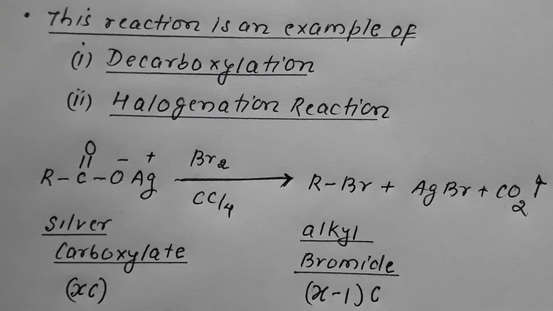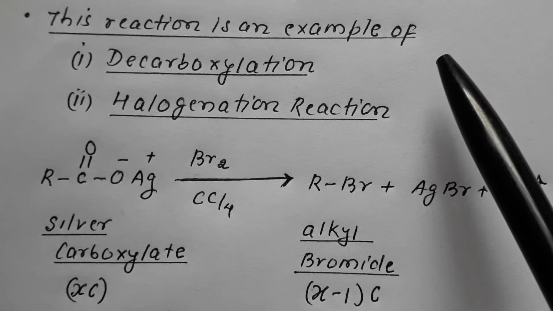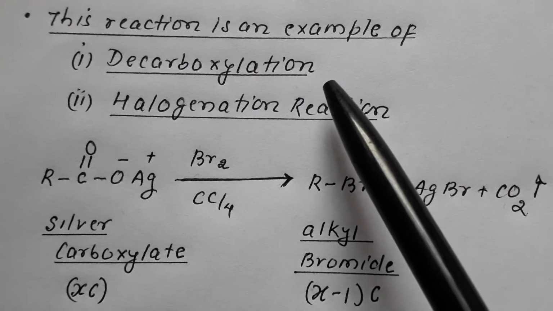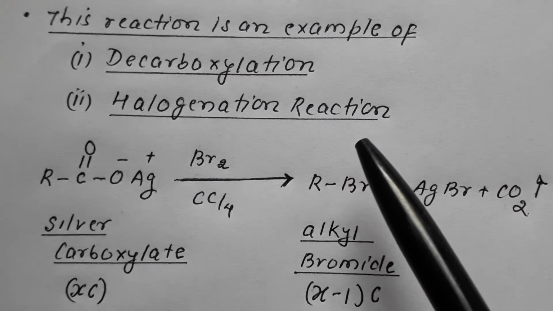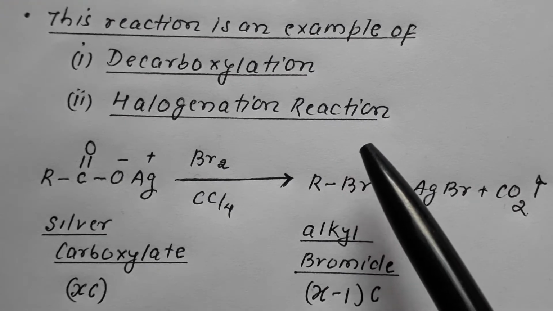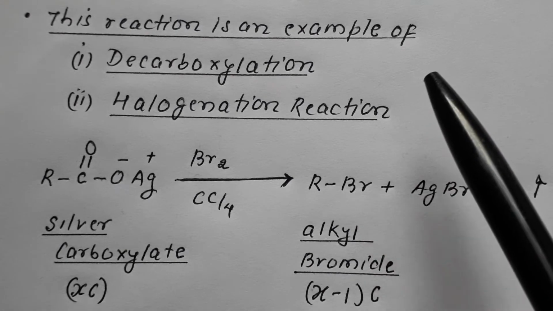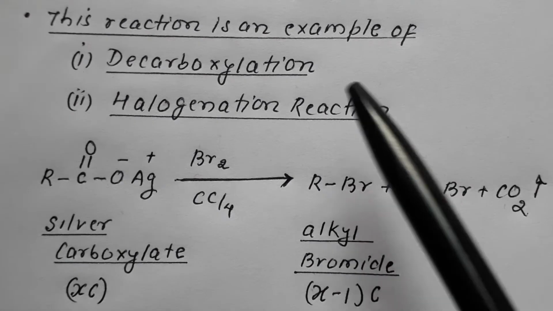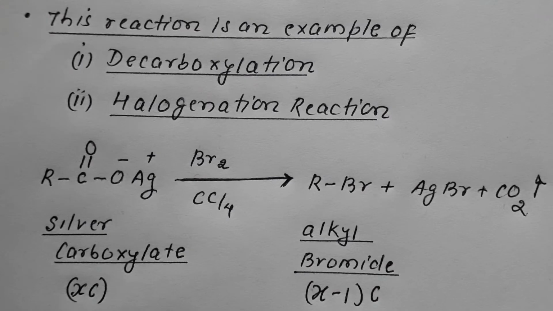Now remember that this reaction is an example of decarboxylation number 1 and halogenation number 2. This reaction is an example of decarboxylation and halogenation.